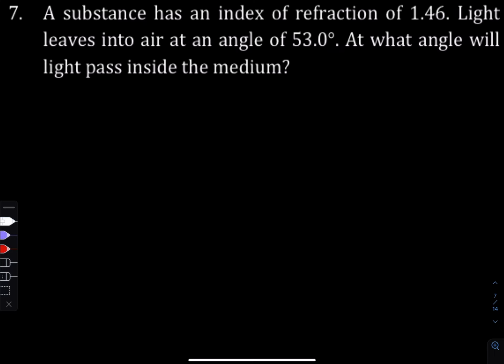All right. Question number 7. A substance has an index of refraction of 1.46. Light leaves into air at an angle of 53 degrees. At what angle will light pass inside the medium? So go ahead and try this. And again, remember this equation if you need it to solve this.